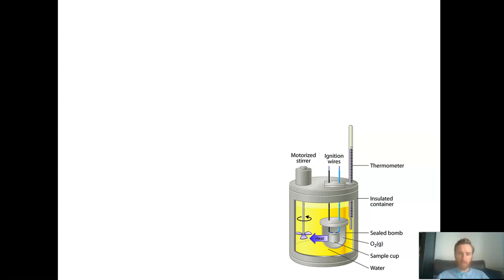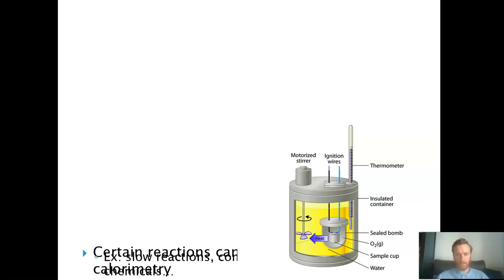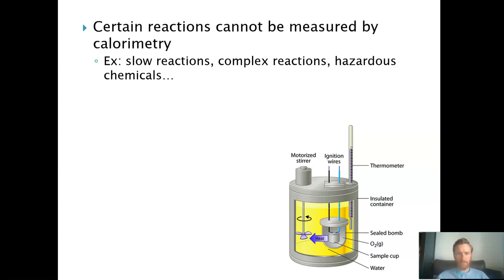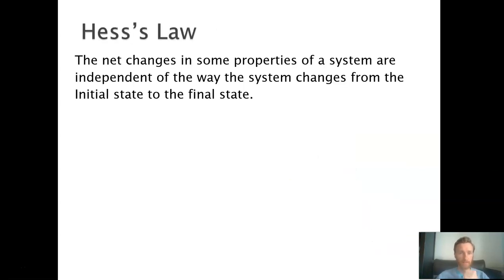So it's important to note that even though we may have learned how to do calorimetry and what that is earlier, certain reactions cannot be measured by calorimetry. Very dangerous reactions, some that can't be performed, very slow reactions, and in some cases it's just not practical to measure by calorimetry. So another method is required. And Hess's law is built on the fact that net changes in properties of a system are independent of how the system changes.